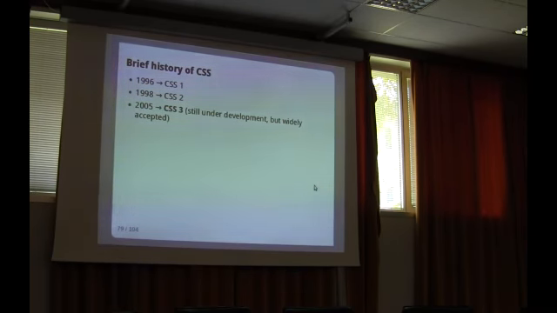Just a brief history. CSS was born in 1996. The last version, the one that we are talking about today, and which is a companion for HTML5, began to come around in 2005. Like HTML5, CSS3 is under development, but is widely accepted. At least the largest part of the specification is widely accepted.